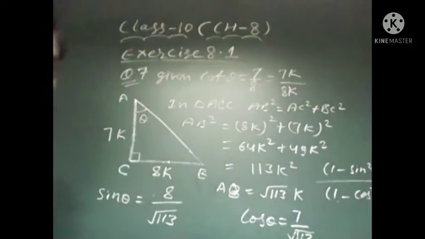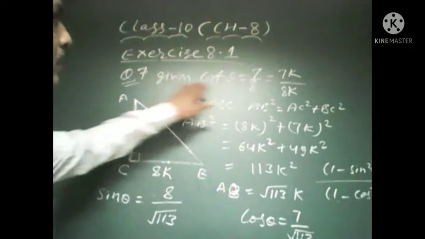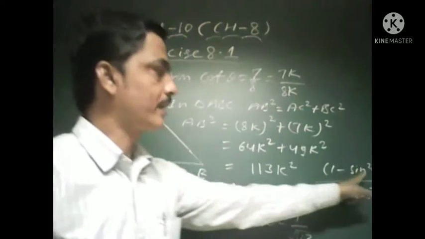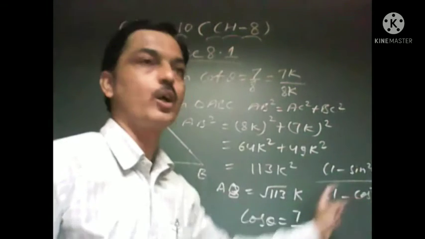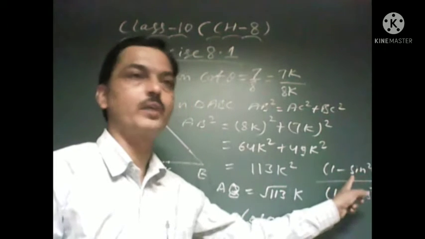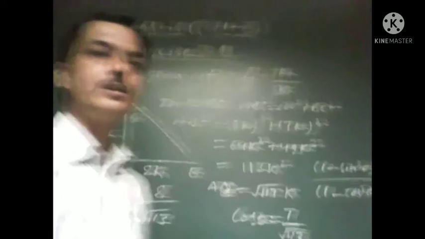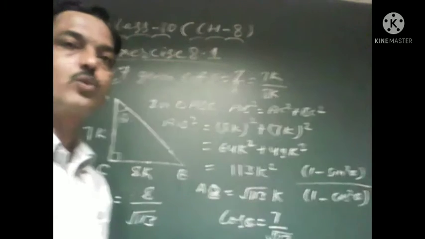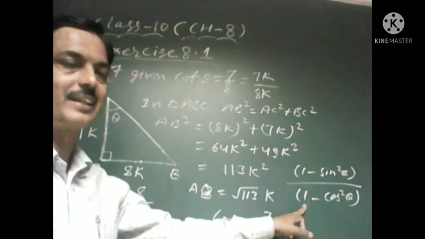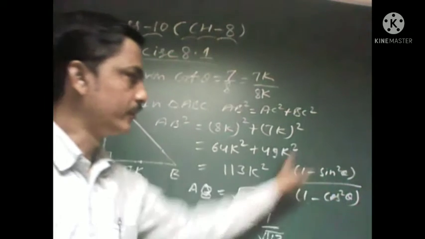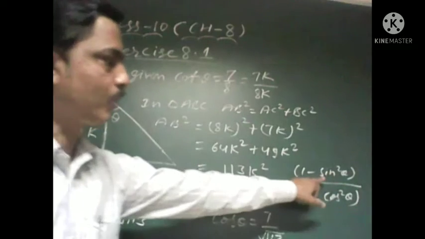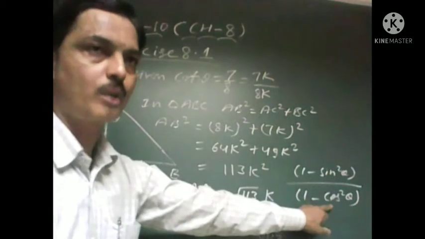Now, in question number 7, it is given that cot theta is equal to 7 upon 8, and we need to calculate (1 minus sin theta)(1 plus sin theta) upon (1 minus cos theta)(1 plus cos theta), because (1 plus sin theta)(1 minus sin theta) is equal to 1 minus sin square theta. A plus B, A minus B is equal to what? A square minus B square. Similarly, in the denominator, we use the identity A square minus B square, and we need to calculate the value of this expression. So first, we need to calculate sin theta and then cos theta.